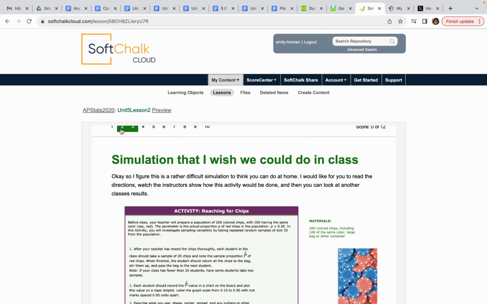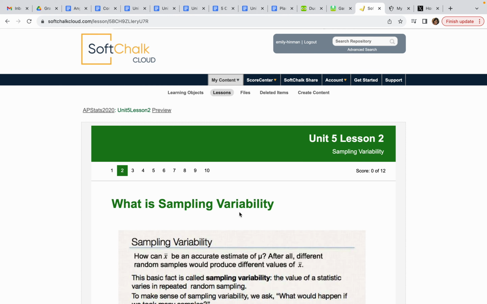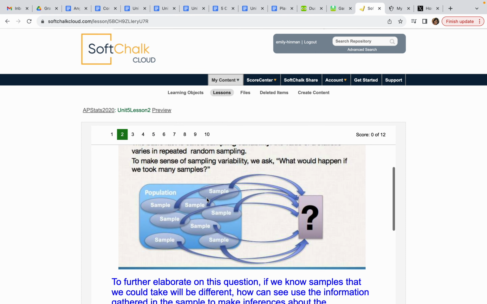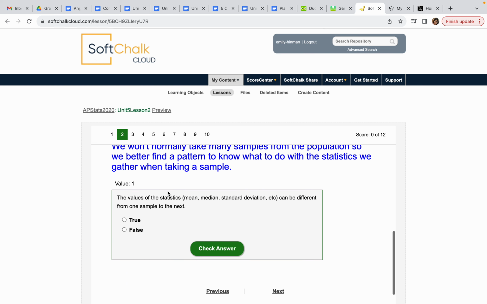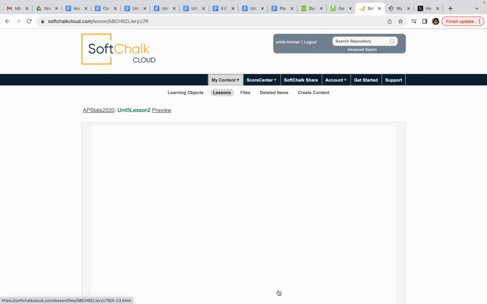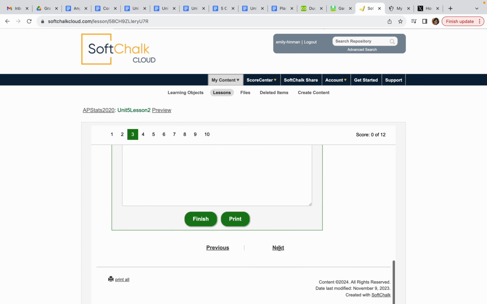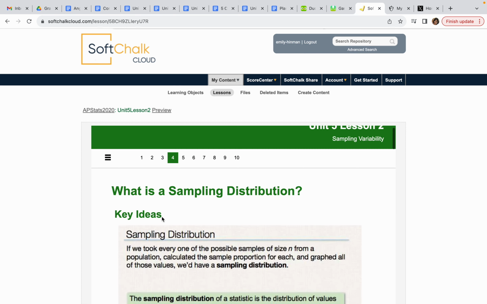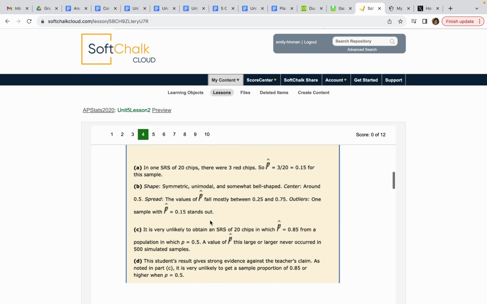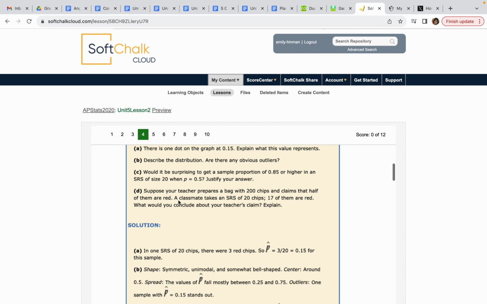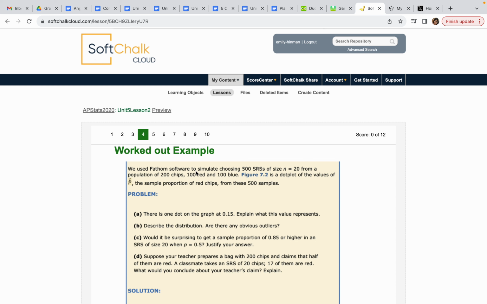So let's just go back one thing here. We're going to have a population, right? And this population can be, let me see if I can find a population here. There, good picture here. All right, so in this thing, we have a fan to simulate 500 SRSs. So this means 500 samples. What do we have? Our population is 200 chips, and they're 100 red and 100 blue. So we know this in advance.